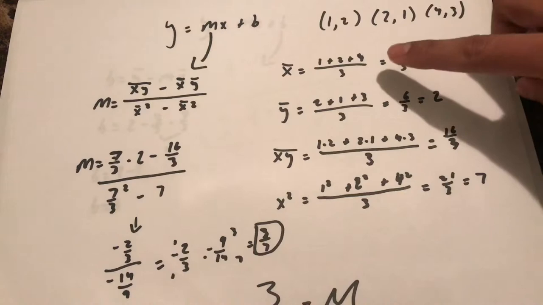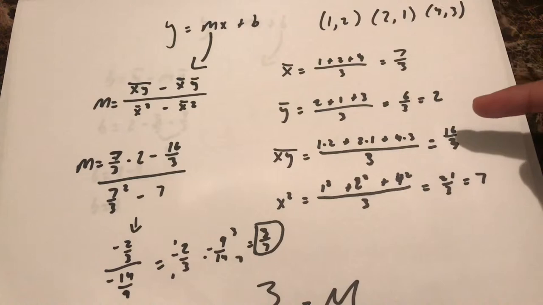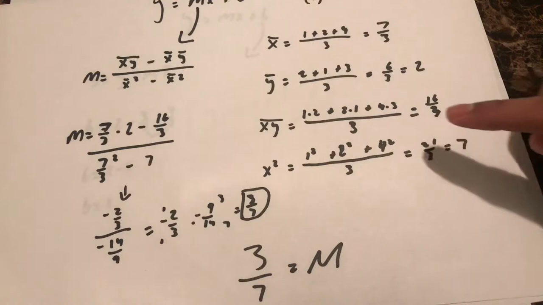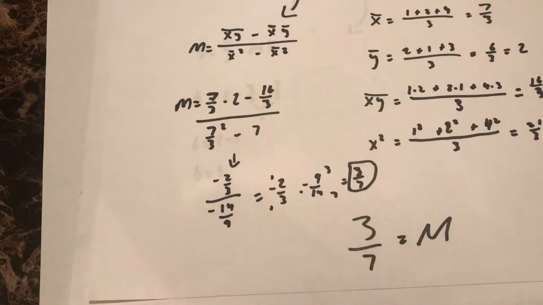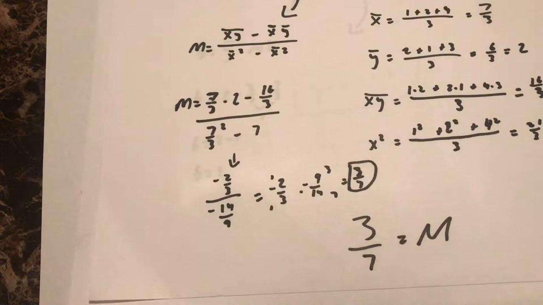To find the average of x, use 1 plus 2 plus 4 over 3, which is 7 over 3. The average of y would be 2. The average of x's times y's, using both sets of data, over 3, should be 16 over 3. Then you have to find the average of the squares of x's, which is 1 squared, etc. Should be 21 over 3 equals 7. Now you can put this into the equation, and you will have 7 over 3 times 2 minus 16 over 3, divided by 7 over 3 squared minus 7, which simplified is negative 2 over 3 divided by negative 14 over 9, which simplified would be 3 over 7. So that's our m value.